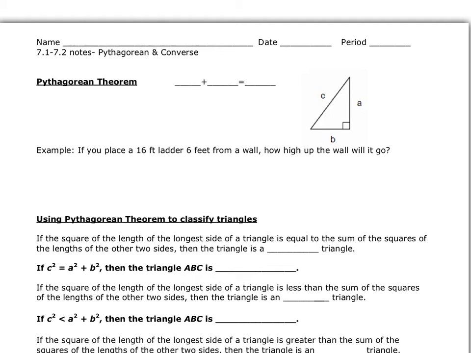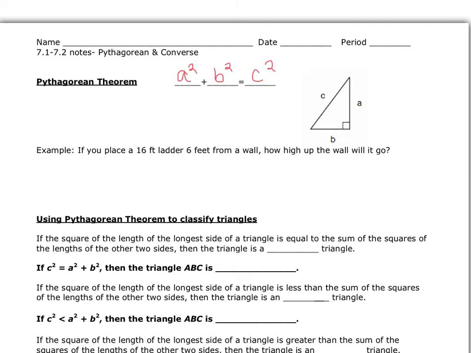Okay, today we're going to talk about Pythagorean Theorem a little bit more in depth. Remember, Pythagorean Theorem is a formula that we use to find missing side lengths of a right triangle. It is a formula that is on your STAAR chart, so it's always available to you.